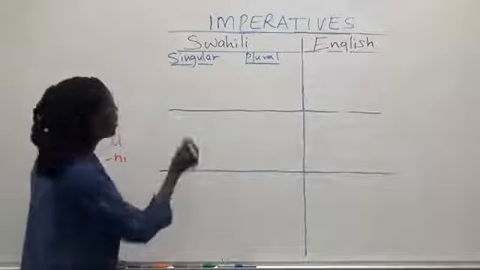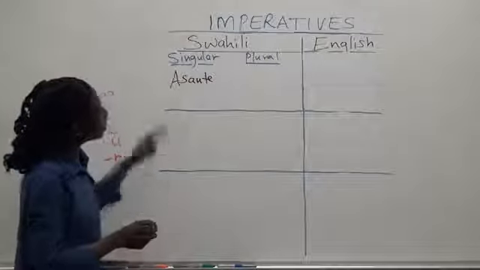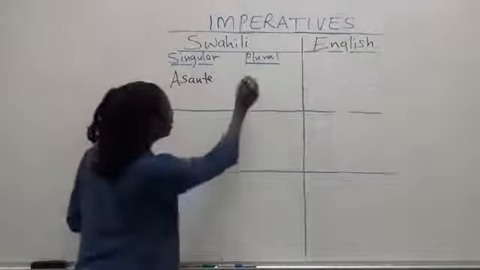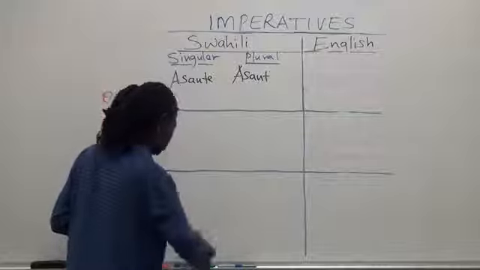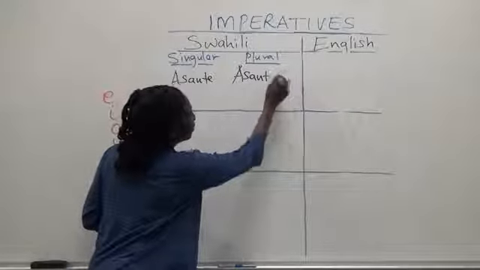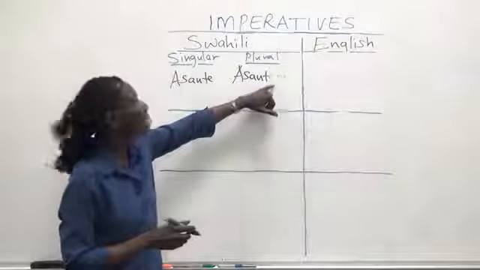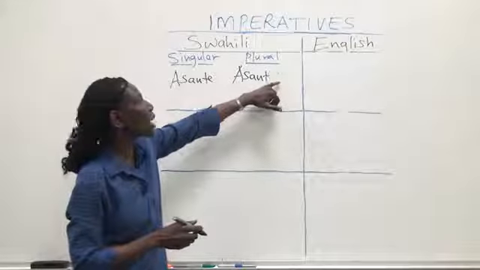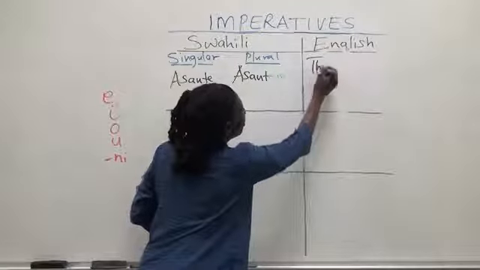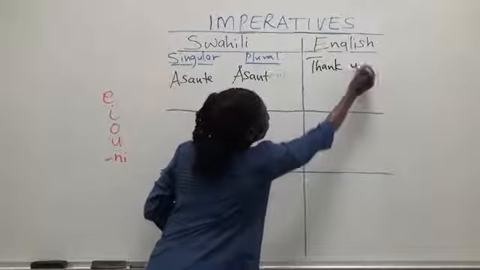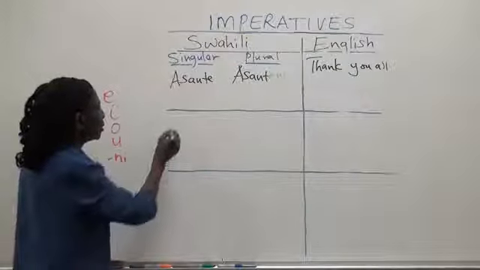Okay, so for example, we have this word asante. Okay, and of course if you're pluralizing this word, it will be asanteni. Okay, so you notice here that the letter E remains the same, and of course the only thing we have done is to add the suffix ni to the verb. Okay, and of course the English translation here would be thank you all.